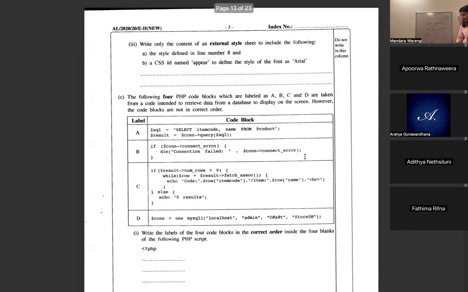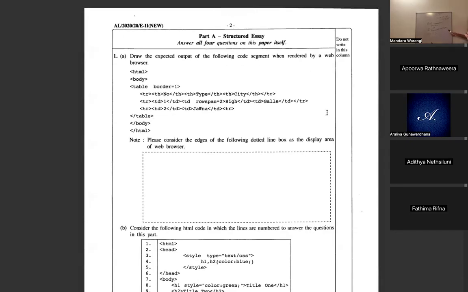So Lamai, I think you have downloaded the paper, and when I am doing it on the board, I cannot share the screen, but now we will look at the question first. I'm going straight to Part A of the 2020 paper. If you have a pen and paper, please take it and do the questions with me. Part A, structured. Answer all 4 questions on this paper itself. They don't provide other papers to answer the questions. You must answer in the paper itself.